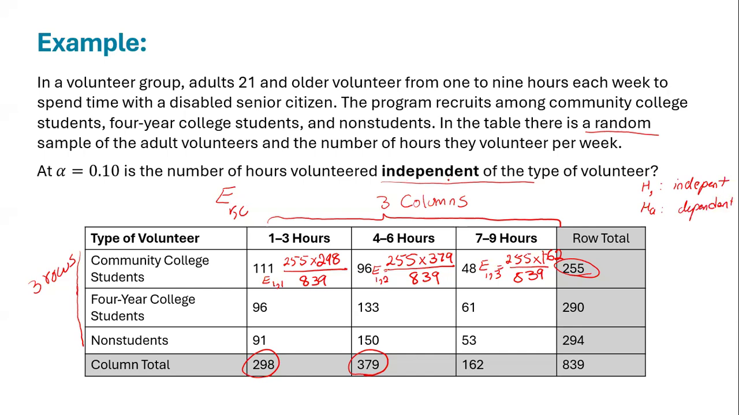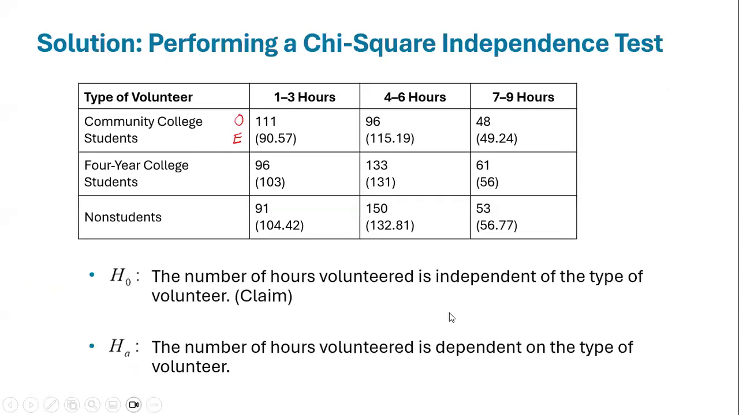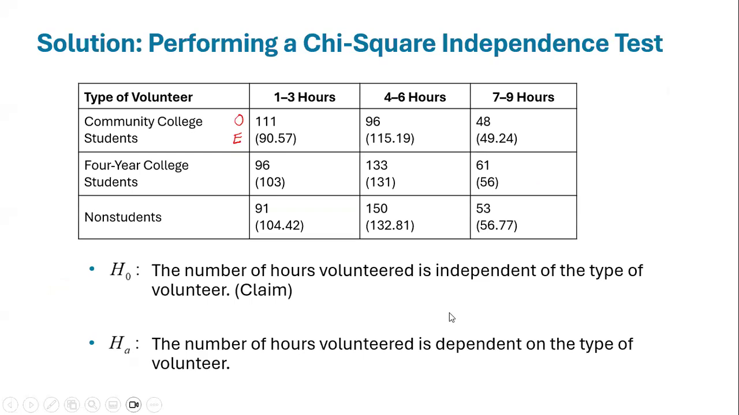And this time it is asking if they are independent. That means the claim is on the null hypothesis. So when I'm writing the null and alternative hypothesis, I mention that the number of hours volunteer is independent of the type of volunteer, which is my claim, or the number of hours volunteer is dependent on the type of volunteer.